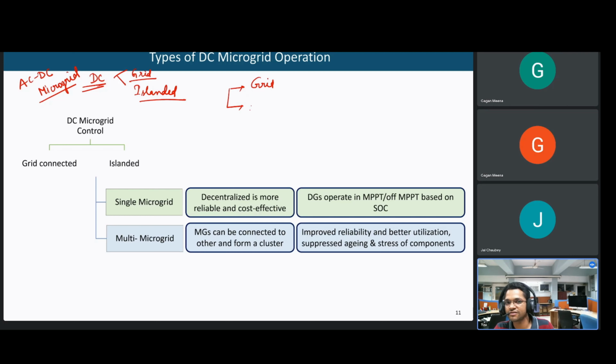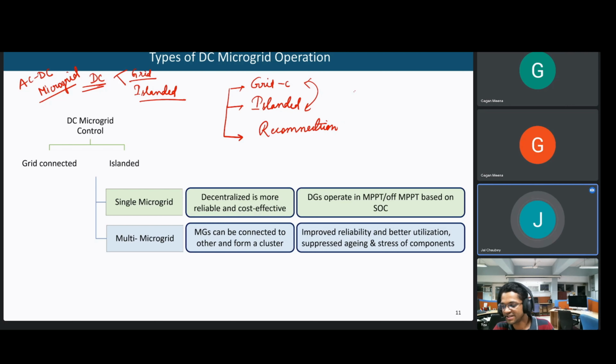Earlier, in previous weeks also, we studied that a microgrid can have these two modes: grid connected, either it can be connected to the grid or it can be islanded. And there is one more. Is there any other mode also? Islanded. So in between them, we have this one mode, right? Reconnection. When there is a transition from grid connected to islanded or islanded to grid connected, right? Yes. So that is also one. So we have these three modes.